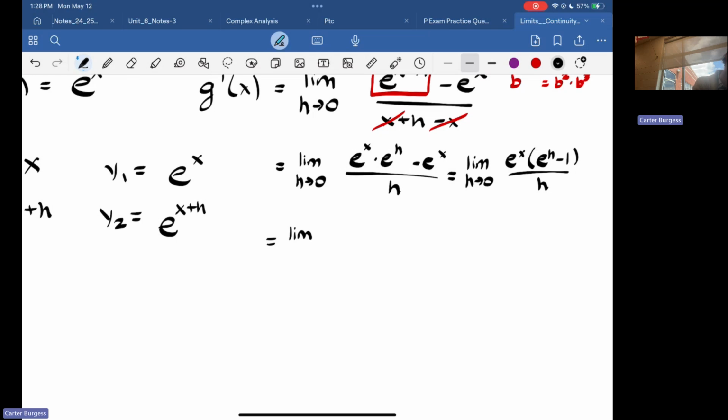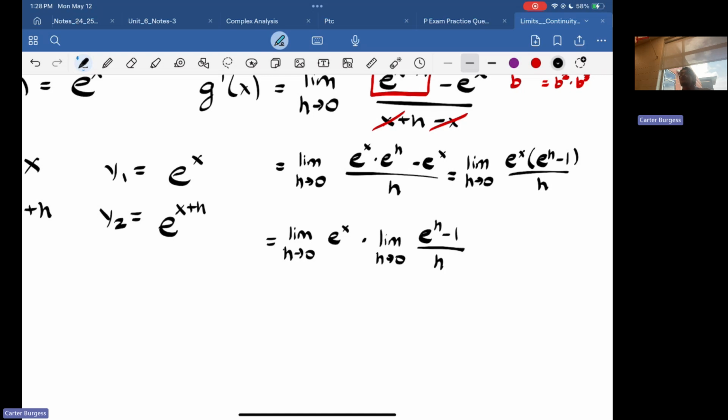So another way for me to write this limit statement would be to say that this is the limit as h approaches 0. I'm going to separate out the stuff that has h in it and the stuff that doesn't have h in it. I'm going to take the limit as h approaches 0 of e to the x times the limit as h approaches 0 of e to the h minus 1 over h. A little bit weird.